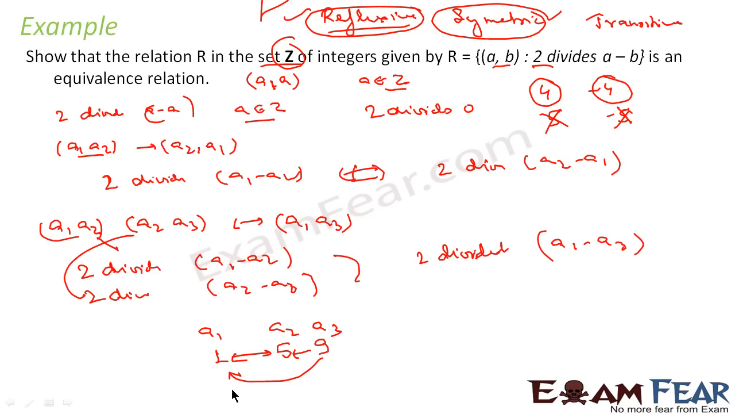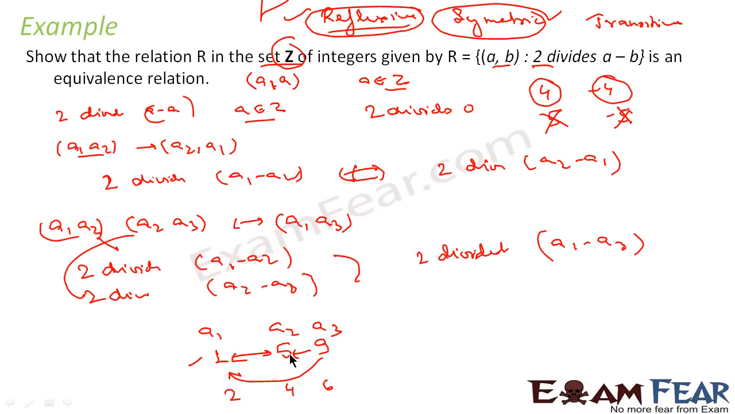If you take the even set, let's suppose 2, 4, and 6: 4 minus 2 is 2, and 2 divides 2, possible. 6 minus 4 is 2, and 2 divides 2, possible. 6 minus 2 is 4, and 2 divides 4, possible. Because if you take either all odd or all even, in any of these cases, odd minus odd is even, and even minus even is even. So an even number will be divisible by 2.